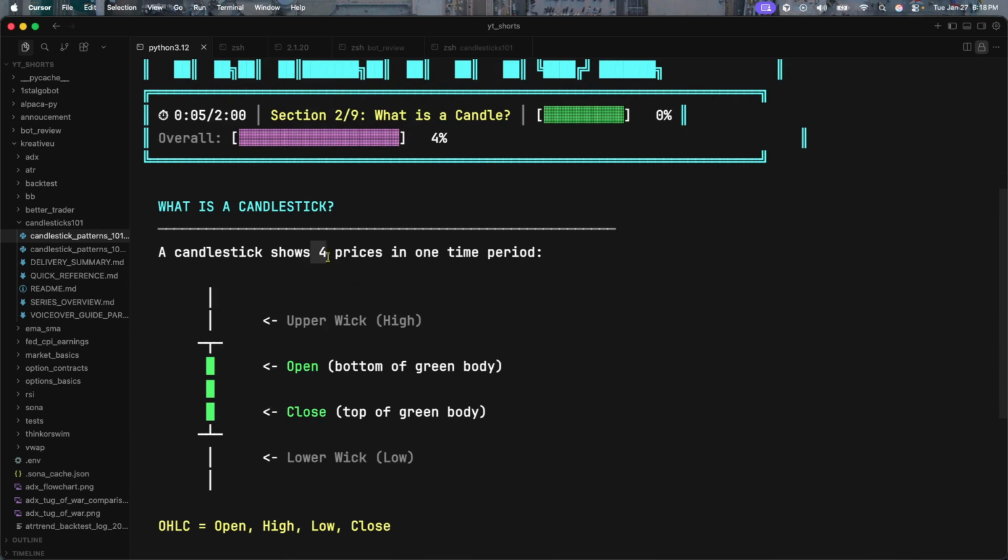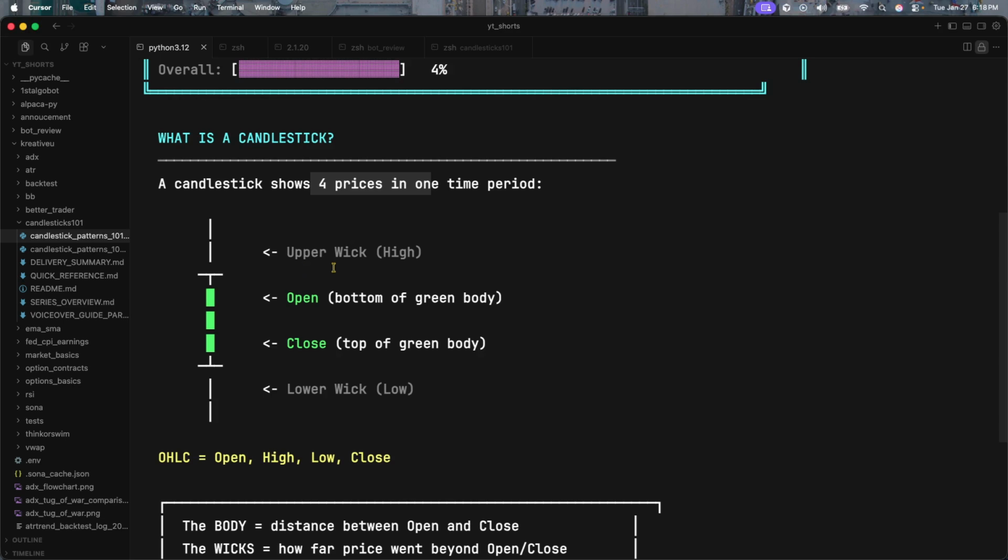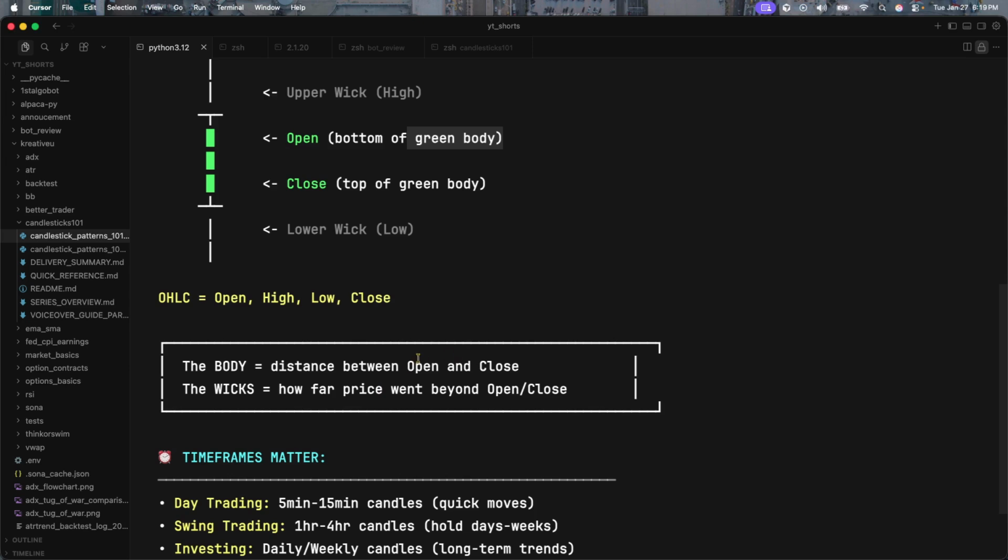A candlestick shows four prices in one period. The upper wick is going to be the high. The open is going to be the body of the green. The close is going to be the top of a green candle, and the lower wick is going to be the low. So the four parts of a candlestick are called the open, high, low, close, and you can also throw in V for volume too. The body is the distance between the open and the close, and the wick is how far the price went beyond the open and close.